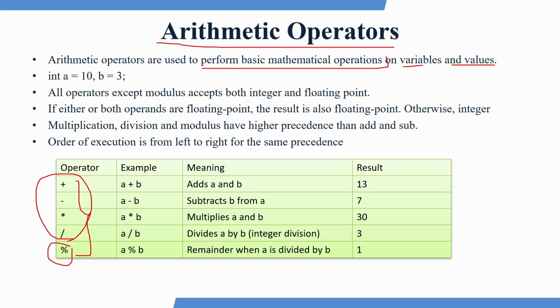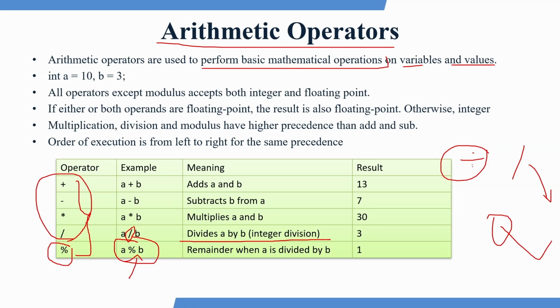In division, we will be getting two results: one is the remainder, another one is the quotient. If you want to get the quotient, we have to use the slash symbol, which is called the division symbol. The symbol used in math is not allowed here. You have to use only the slash symbol for division. This slash symbol will return the quotient. Whereas if you want to get the remainder, we will use the modulo operator.